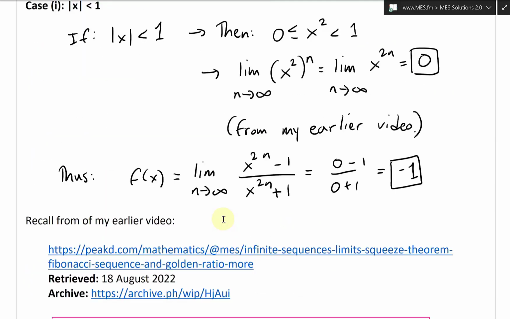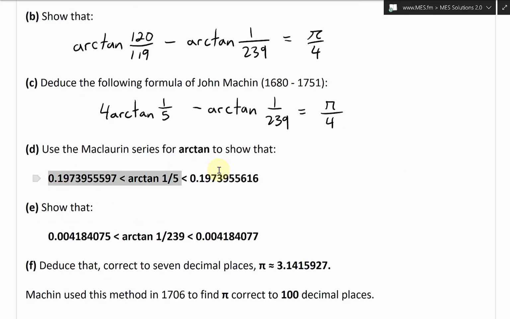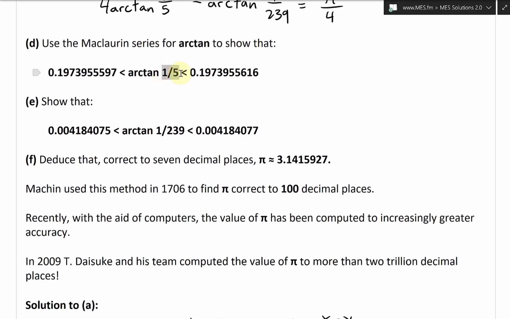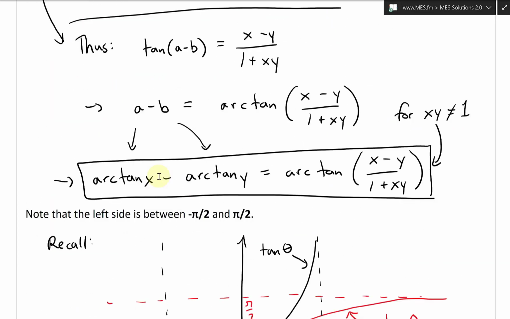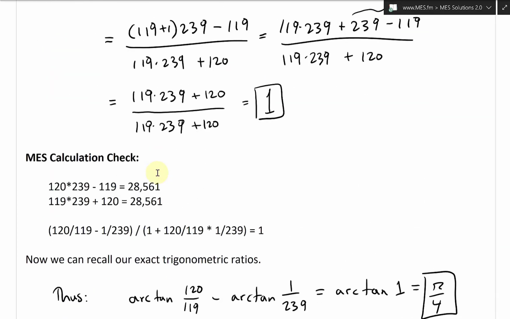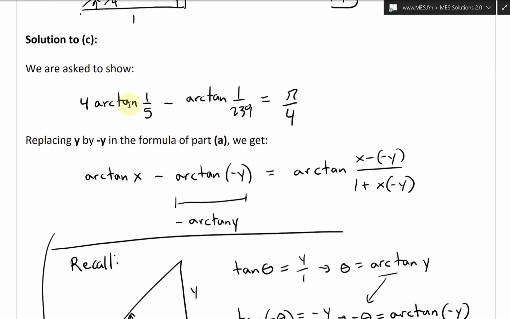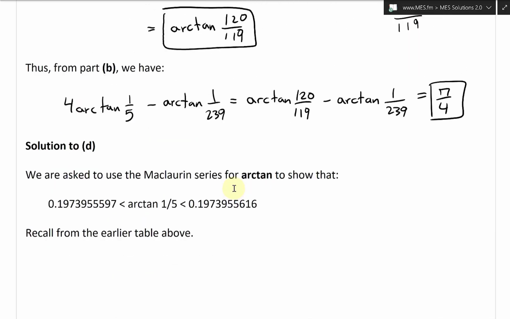Alright, let's go back all the way down. Now we're asked to show that it's in between these two bounds, so we're going to have to sum up that series, and this is arctan 1 over 5. Alright, so let's go over there, and we're going to be using part C, which had a 4 arctan 1 over 5 there, so that's at 1 over 5, and eventually use it to estimate pi.